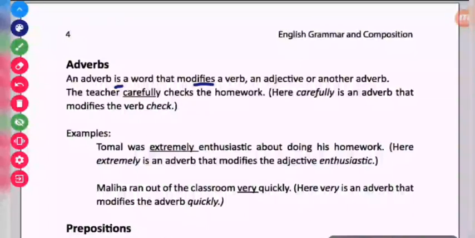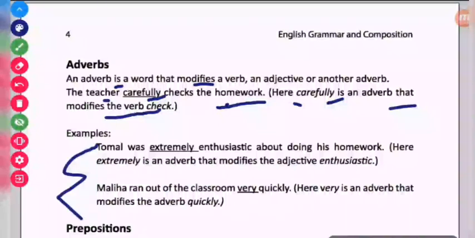There, the teacher carefully checks the homework. It's an example. The teacher carefully checks the homework. Here, carefully is an adverb that modifies the verb check. Okay, we have two examples.